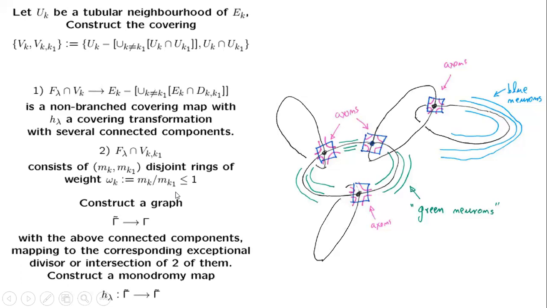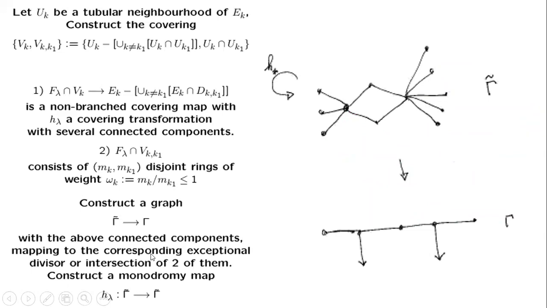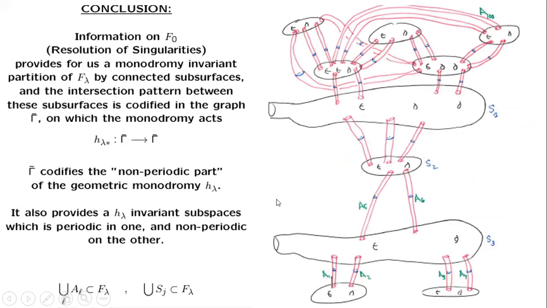And now the graph that we're going to construct over the resolution graph is that we're going to put the connected components corresponding to the exceptional divisors or the intersections of two of them. And the graph will look like this. So for every connected component of this, we put a point in this new graph. Now when we send it over to the exceptional divisor, which corresponds to these two, that will be the map which goes from gamma tilde to gamma. So we have a map which goes from this new graph, which is recording the connected components of the surface F lambda in these neighborhoods. And then the monodromy map will be moving each component to another component.